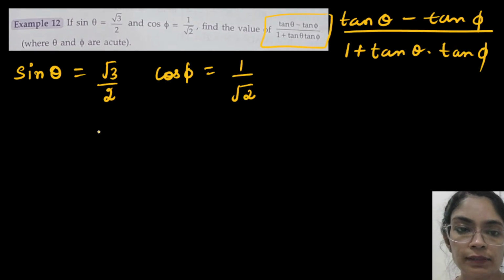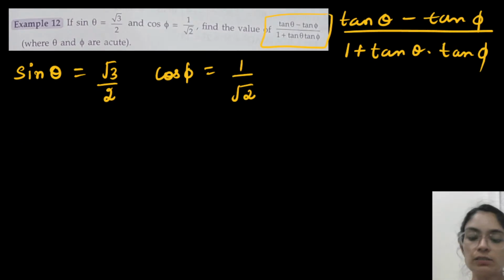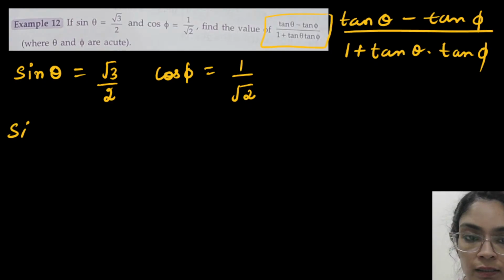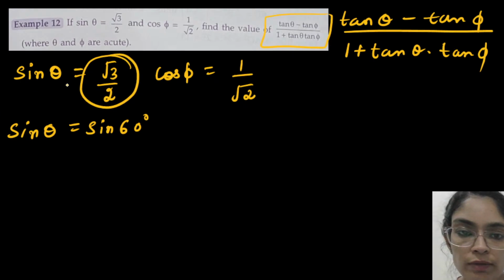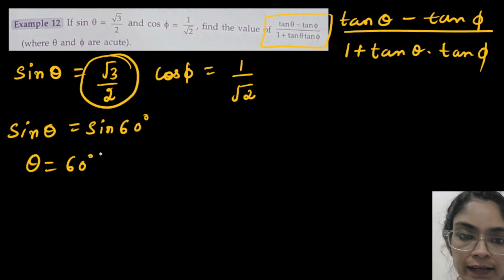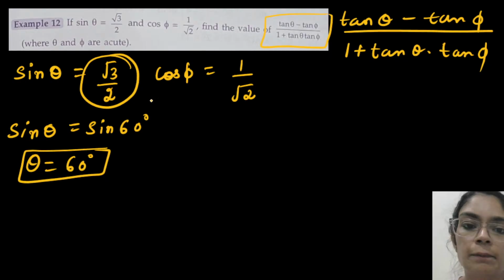At which angle is sine's value root 3 by 2? Madhusudan has given the answer, 60 degrees. We know that sine 60 degrees is root 3 by 2, so sine theta equals sine 60. If we compare the angles, theta is equal to 60 degrees.